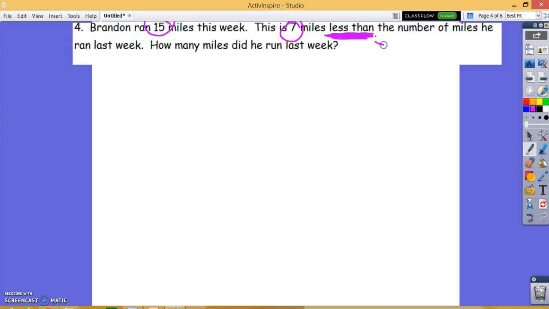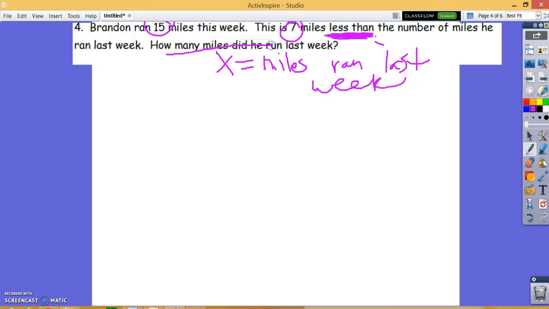So we know less than is a minus. So go ahead and annotate that minus. I would put it above if you could, but I don't have any room up there. How many miles did he run last week? Well, it didn't give us a whole lot of information, but let's start with what our x is. Miles ran last week. This is how many miles did he run last week? Okay, so x is our miles ran last week.